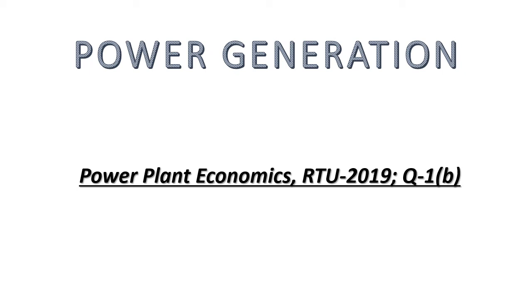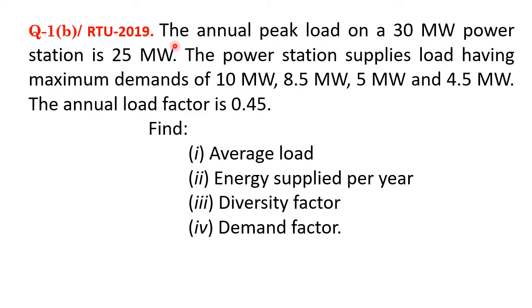Hello everyone. In today's class, we will discuss the RTO 2019 paper, first unit question, that is a numerical type question. The question given is that the annual peak load on a 30 megawatt power station is 25 megawatt. The power station supplies load having maximum demand of 10 megawatt, 8.5 megawatt, 5 megawatt and 4.5 megawatt, and the annual load factor is given as 0.45. Then find out average load, energy supplied per year, diversity factor and demand factor.